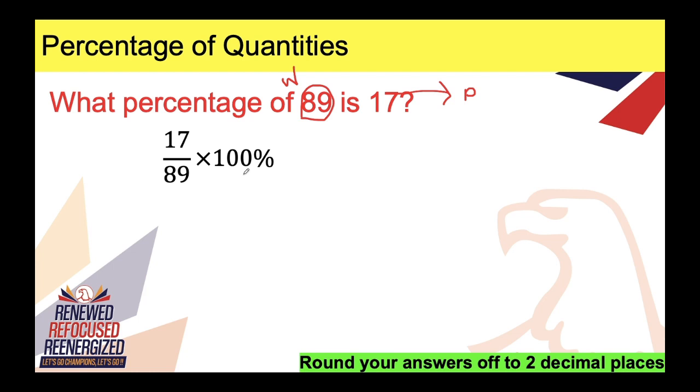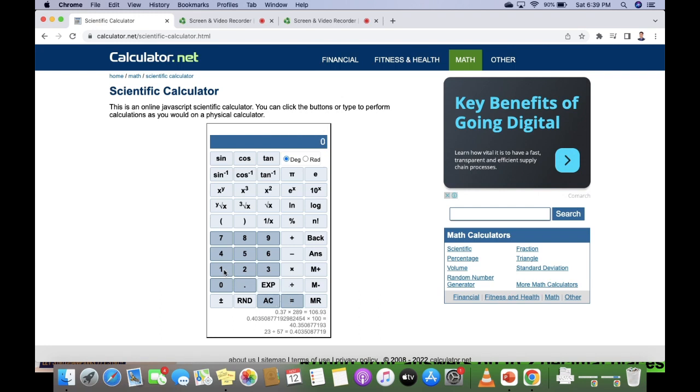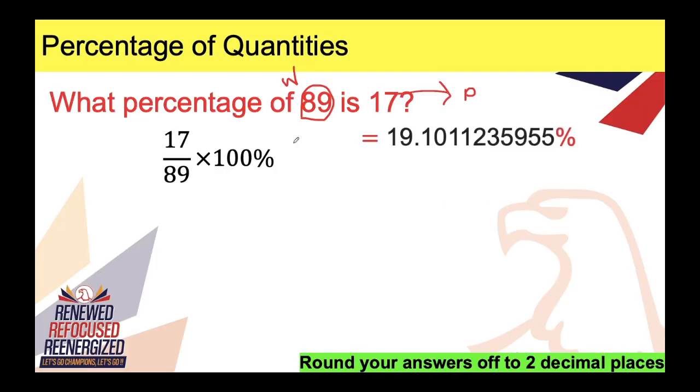And recall the process. You divide 17 by 89, just to show you. All right. So we divide 17 by 89. Then we multiply this by 100. So it will give us this value here. Therefore, this is 19 point and so on. Two decimal places, that gives us 19.10%. So we say 17 is just 19.10% of 89. Now, if you have forgotten this process, you can go back to the first part of the video.